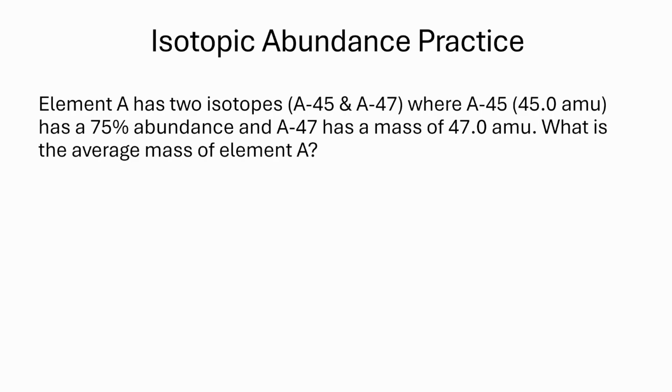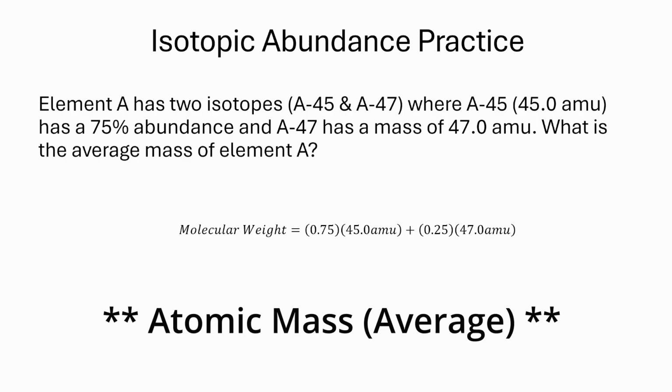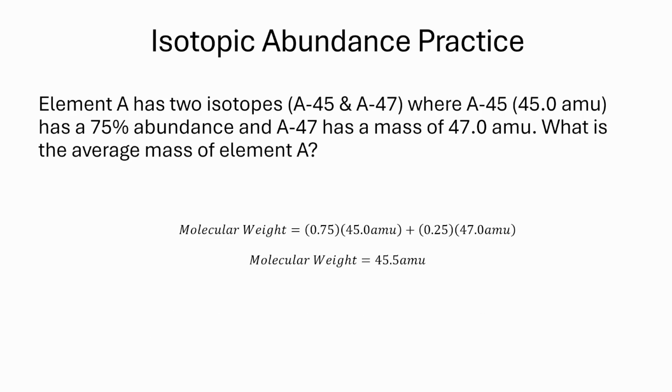So here, instead of giving a table, it's giving us a word problem, but the average mass of our element is going to be the weighted average of each isotope. So our weighted average is going to be 0.75 or 75% multiplied by the weight of that specific isotope, or 45 AMU, plus 0.25 times 47. And if you add those together, you end up getting an average mass of 45.5 AMU. So if you have a bulk amount of element A, the average weight of it is going to be 45.5 atomic mass units for every single atom of A.